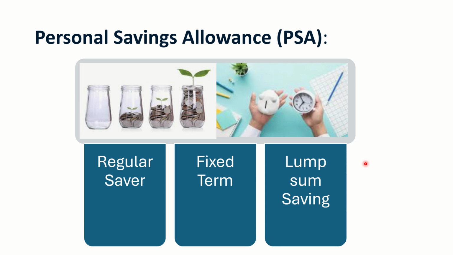Okay, but before that, sorry, let's go to the different saving accounts in UK which are there. So one is the regular saver, the other term usually used is fixed term, and the third one is lump sum saving.